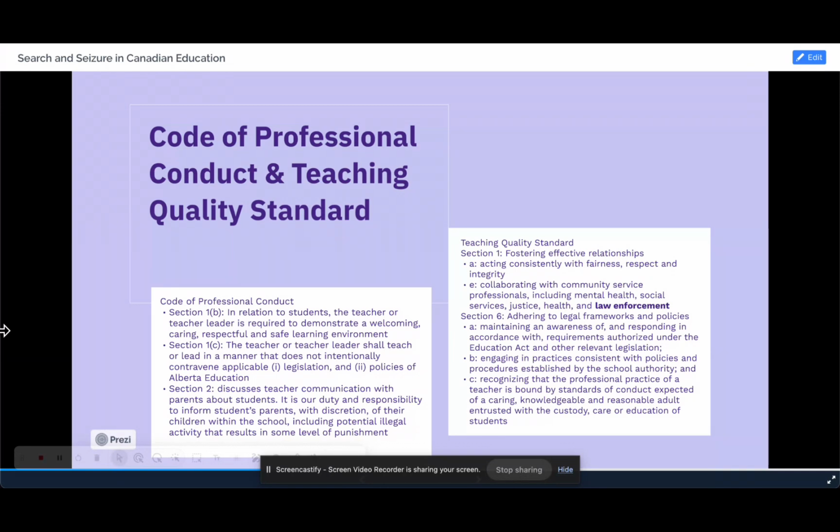TQS 6 primarily focuses on teachers' expectation of adhering to the law and policy frameworks while operating within the school, such as A, maintaining an awareness of and responding in accordance with requirements authorized under the School Act and other relevant legislation. B, engaging in practices consistent with policies and procedures established by the school authority. And C, recognizing the professional practice of teachers is bound by standards of conduct expected of a caring, knowledgeable, reasonable adult entrusted with the custody, care, and education of students.